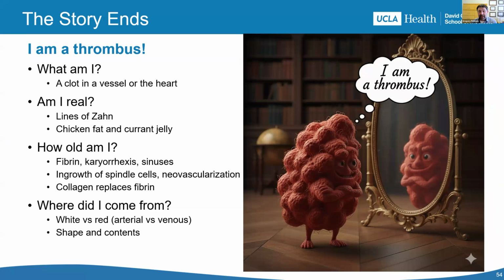And sometimes you can tell where it came from, arterial thrombi being more white, venous being more red, and of course looking at the shape, whether it looks like a vessel or looks like the part of the heart where it came from, or its contents, whether it has atheroma, things like that. Hair, you can tell that it came from someplace else. And with that, I'll conclude.